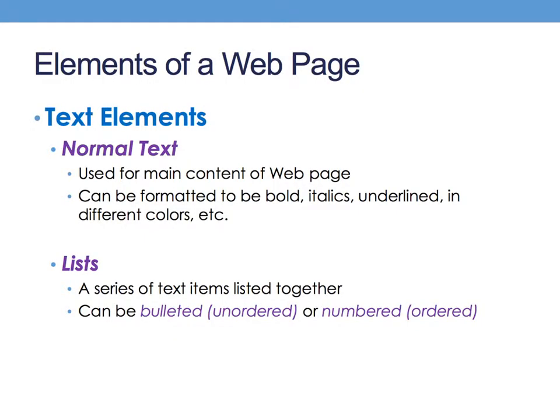So after window elements, the next type of elements we have are called text elements. So these are what appear to be text on a page, but there's different roles of text. So we're going to talk through what the main text elements are. The first is just that normal, everyday, informational text. It's used for the main content of your web page. All of this can be formatted to be different colors, different types of fonts, different sizes. It can be bold, it can be underlined, it can be italicized, but this is just the main content. So that's called your normal text.